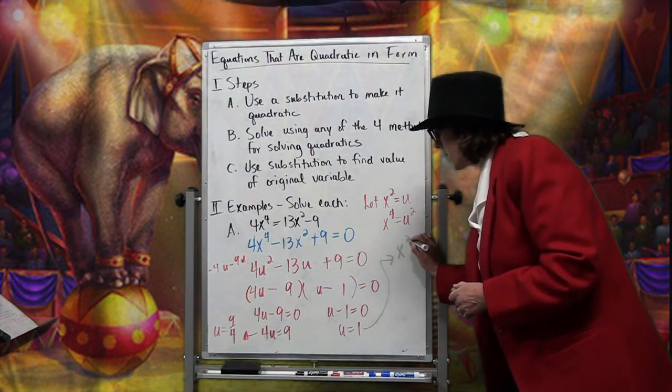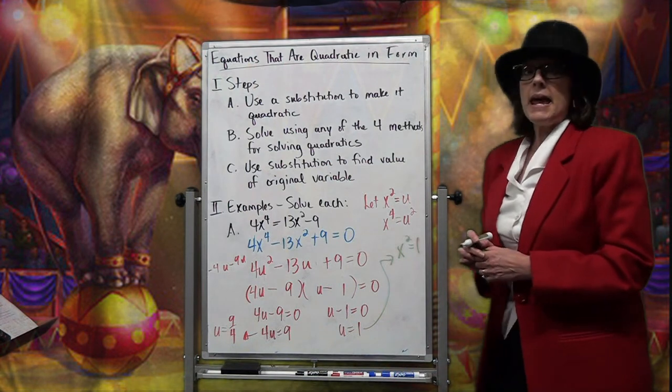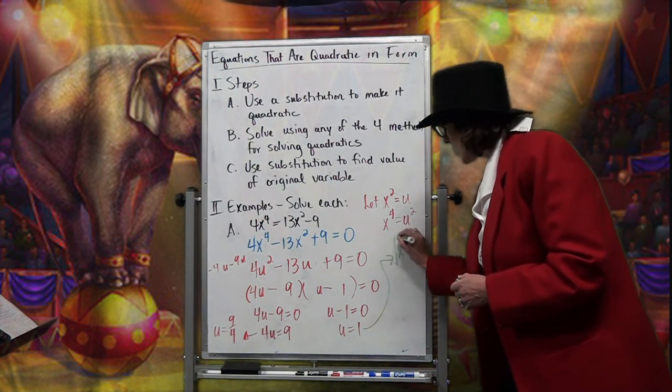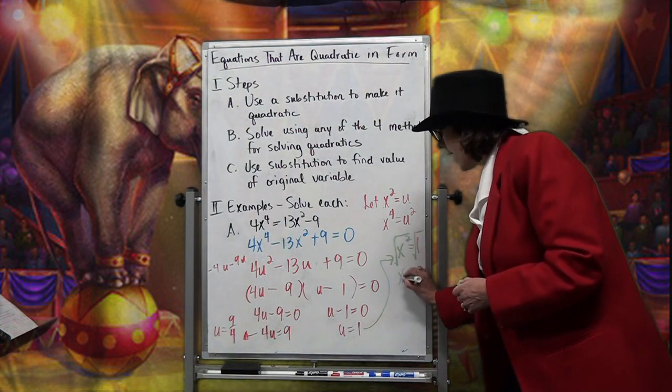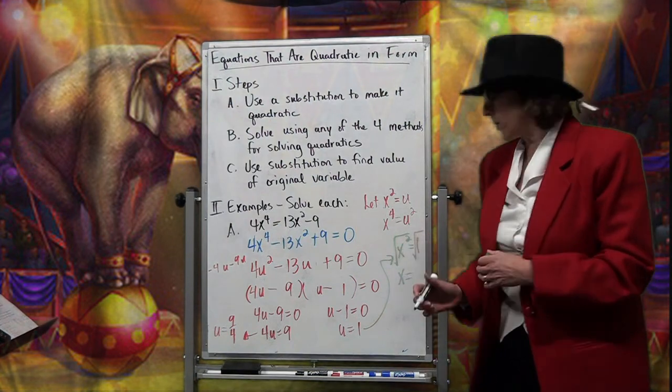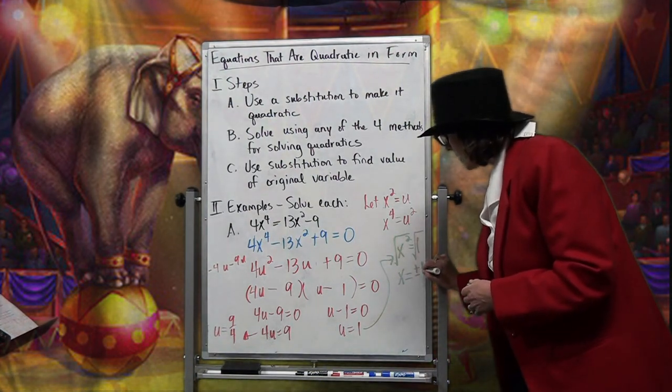So I'm going to say x squared equals 1. Now, from there, I'm going to take the square root of both sides to figure out what x is. Square root here, square root here. And notice the square root was not already on the page. I took the square root. So that indicates plus minus.